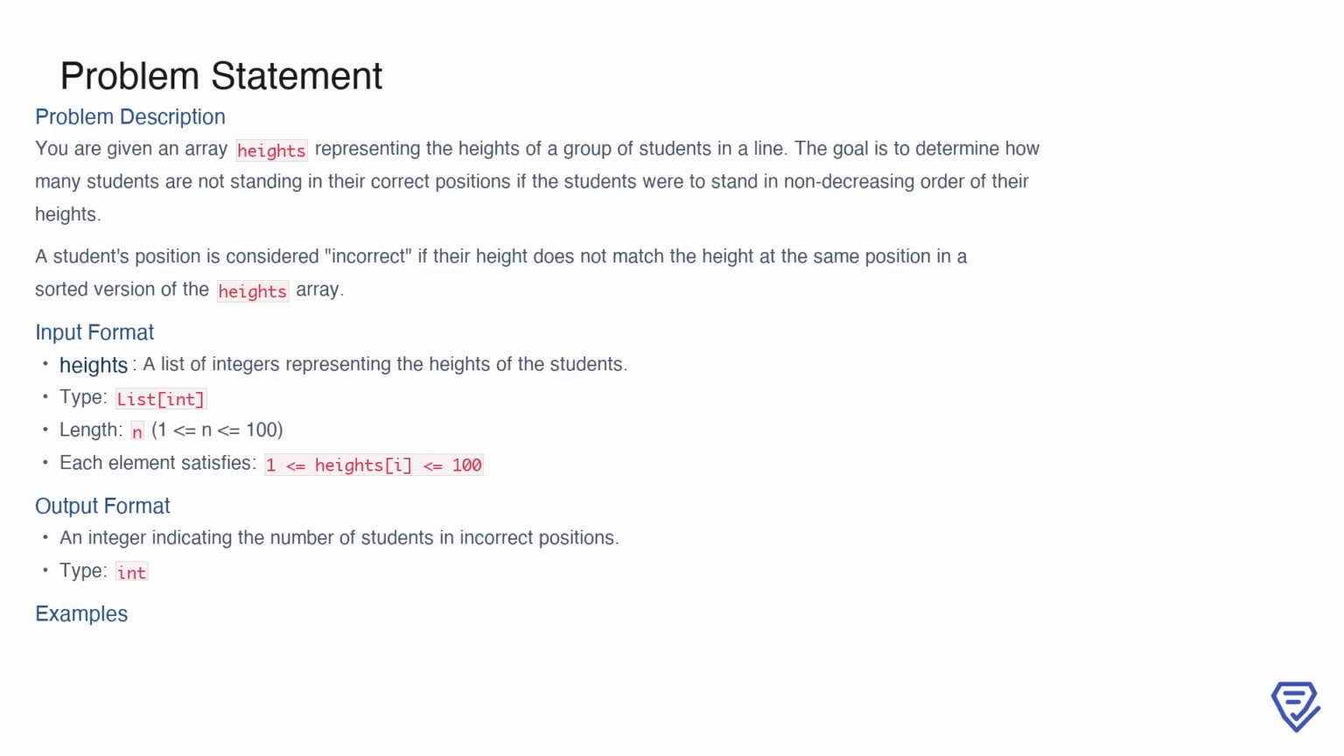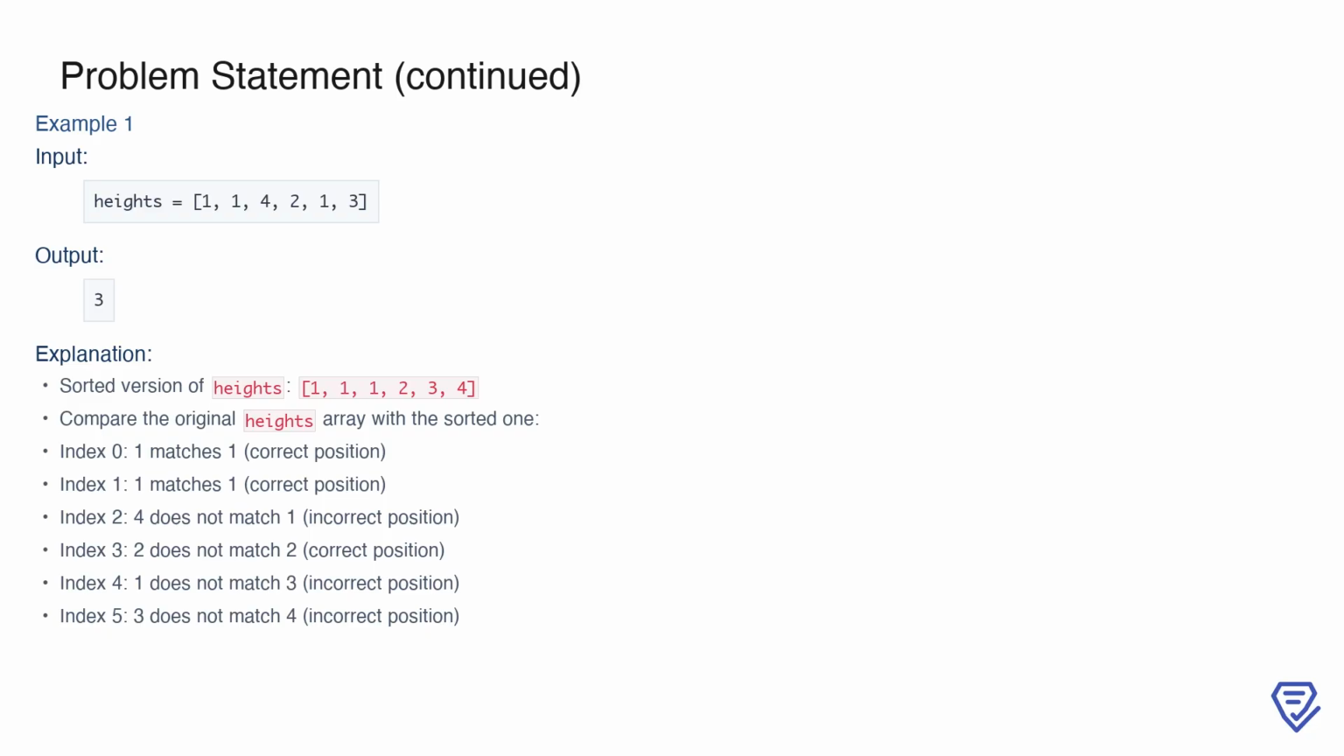For the input format, the heights array is a list of integers with a length ranging from 1 to 100. Each height is guaranteed to be between 1 and 100. The output will be a single integer that tells us the number of incorrect positions, and it will be of type int. Now, let's look at an example to better understand the problem.